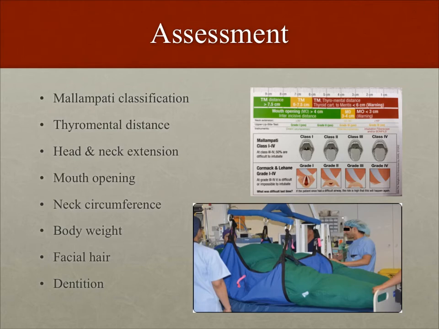While no measurement has been proven in the literature to predict a difficult airway on its own, by combining Mallampati scores and thyromental distances with mouth opening, neck circumference, and head and neck extension, we have a better idea of the potential for difficulty ventilating and intubating our patients. Other things that we look at during our physical assessment include body weight, facial hair, and dentition.